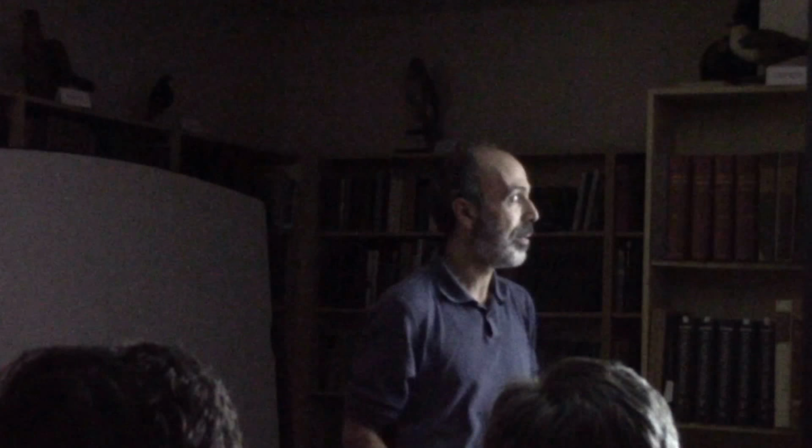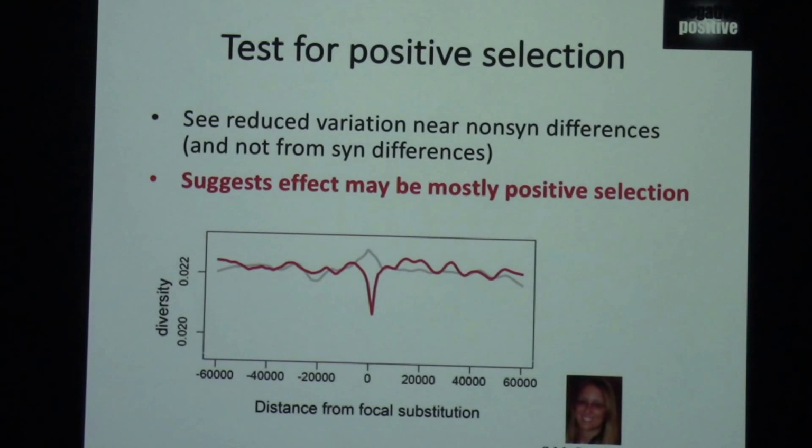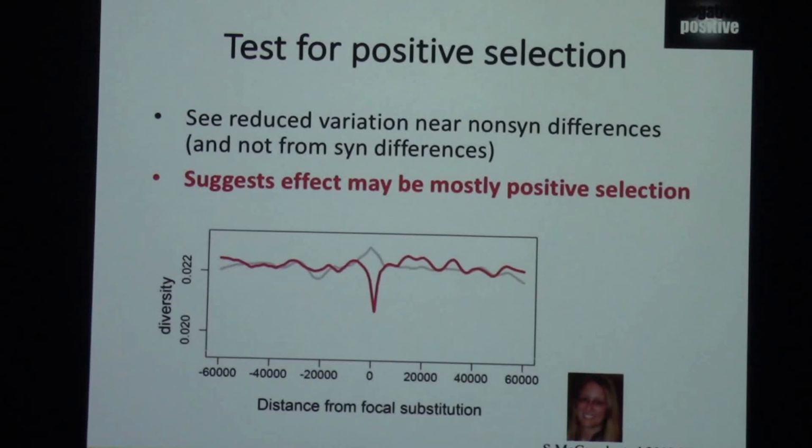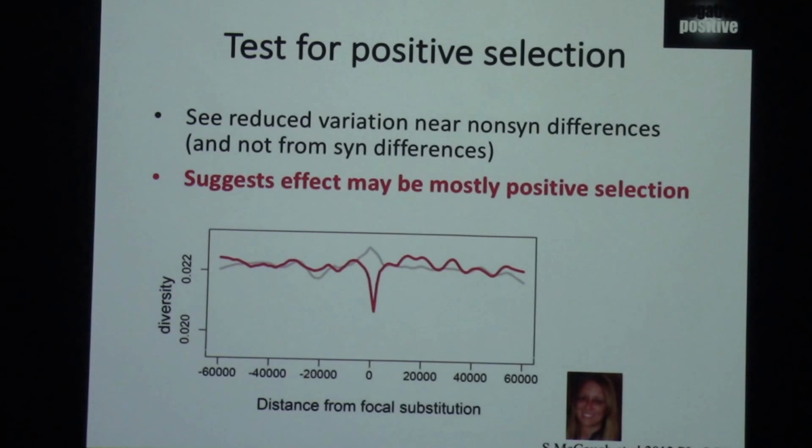Okay, the other way to test for positive selection: what we did find is that we see reduced variation near non-synonymous differences between species. So if you sum across all the non-synonymous differences between species at all these different loci, you tend to see this sort of dip in variation right next to them, right? In contrast, if you look at synonymous differences between species, you don't see any dip like that at all. That, again, seems to be consistent with the idea that much of this is driven by positive selection, potentially the sort of hard selective sweeps. It's not definitive, but again, this is stuff that's still in progress. That's just our earlier look at that.